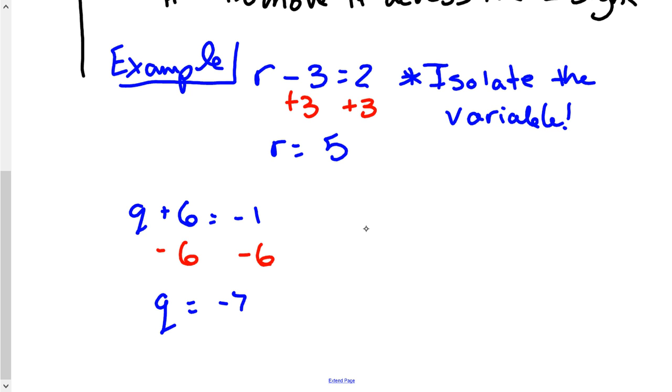Let's do a couple more examples. I have a bad habit of picking the same set of variables. Let's say x plus 4 is equal to -6. Subtract 4 and subtract 4 from both sides of the equation. So that would leave us with x is equal to -10.